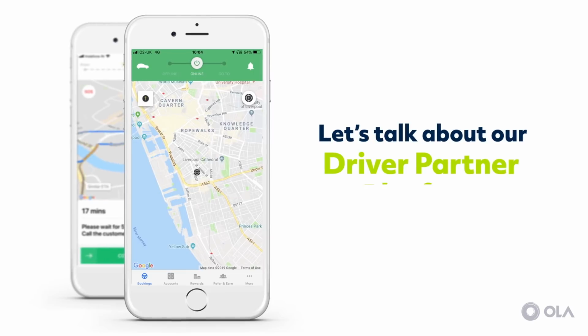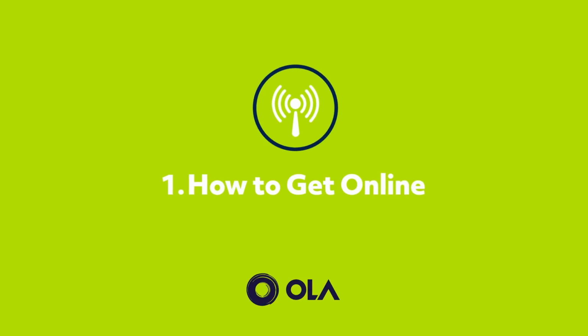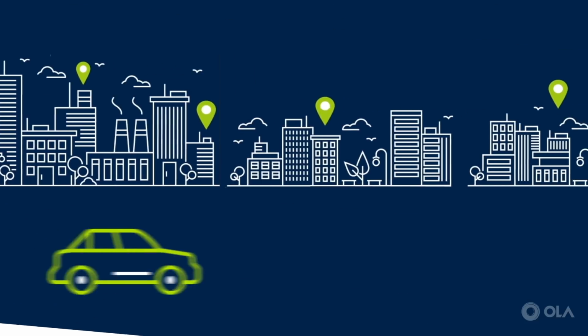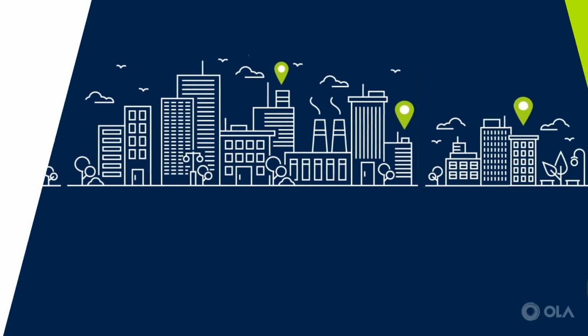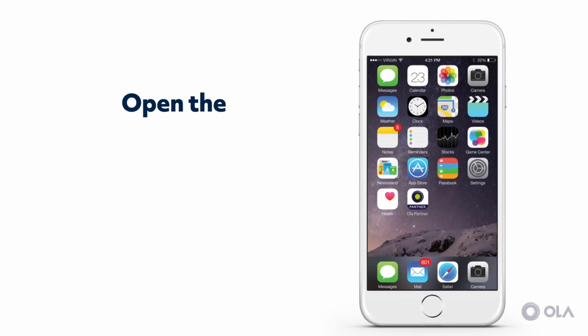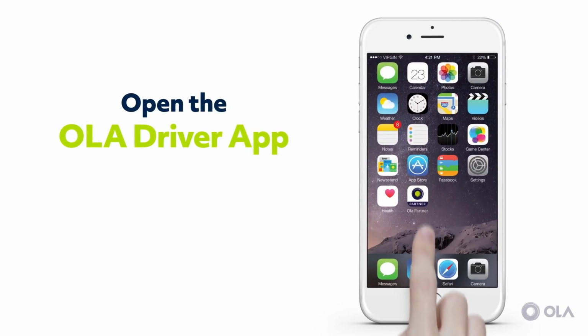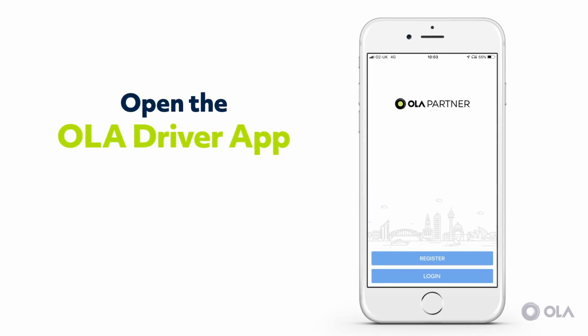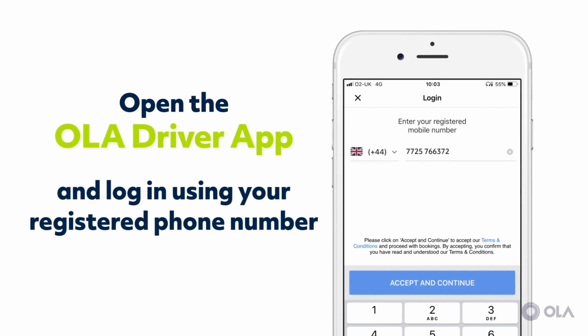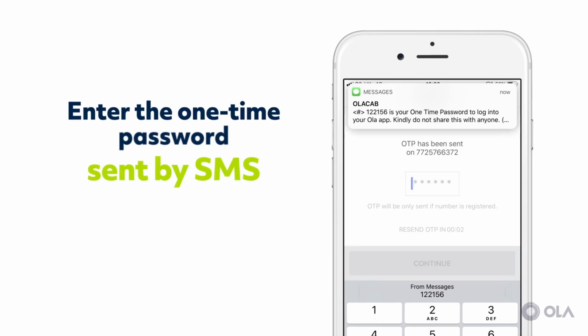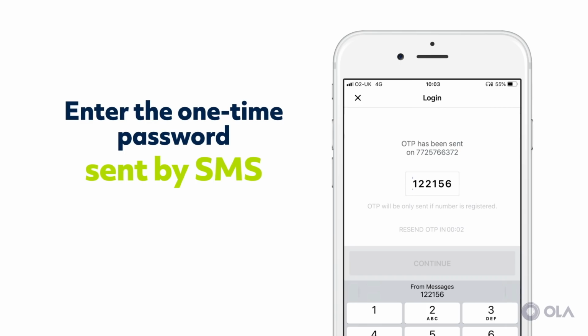First, let's talk about the Driver Partner app and how you get online. You'll be using it for every journey, so it's important you know what everything means. If you haven't already done so, download the Ola Driver app from the App Store or Play Store, depending on whether you're an iPhone or Android user, and enter the phone number registered to your Ola account. The app will then ask you for an OTP, or one-time password, which can be sent to your phone via SMS. Once you've completed these steps, you can start exploring.